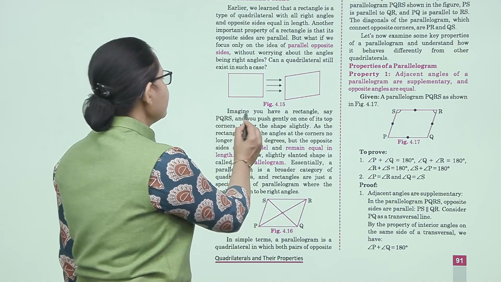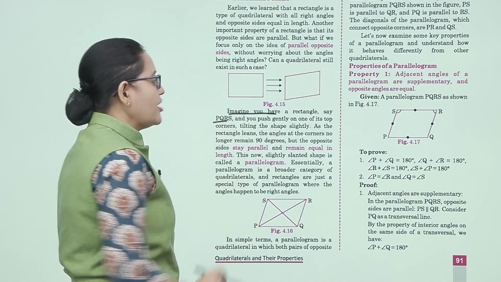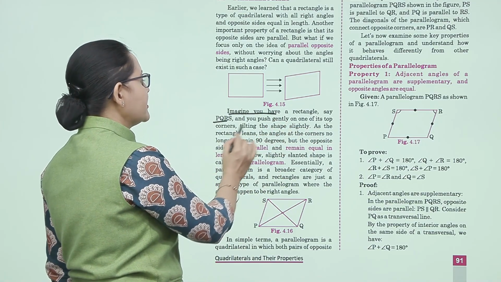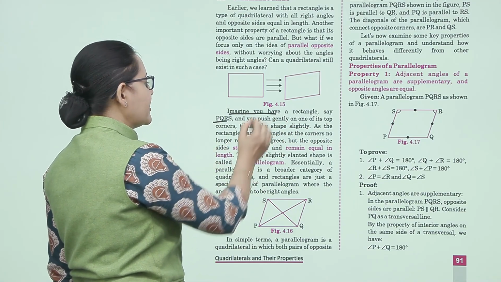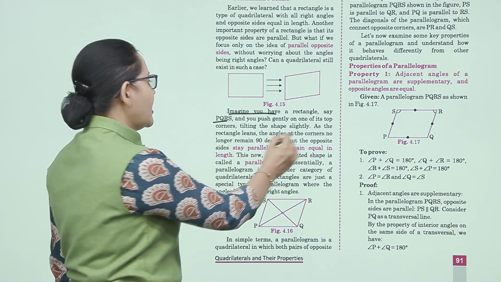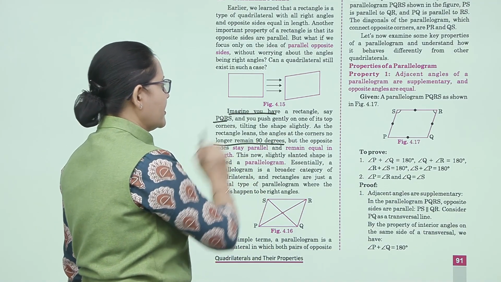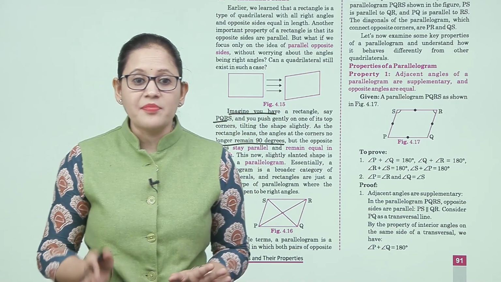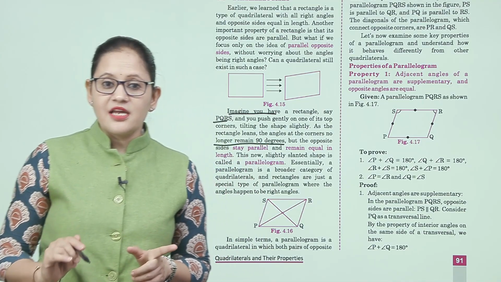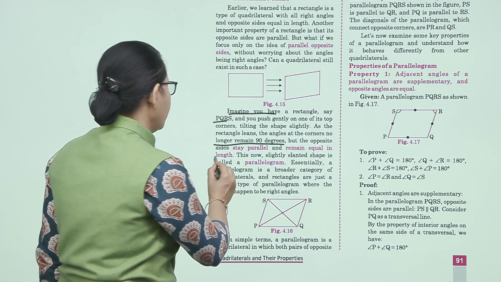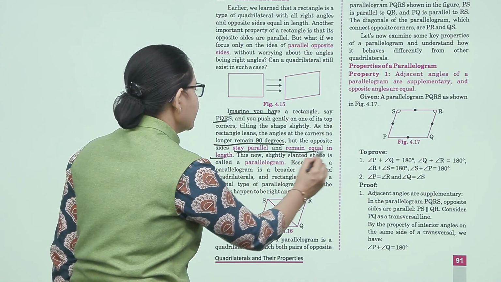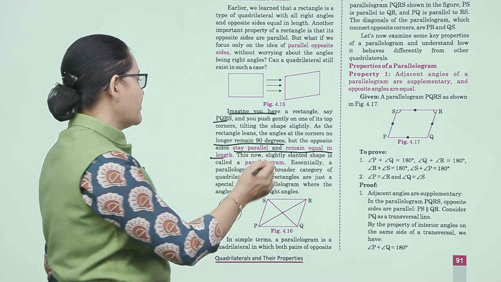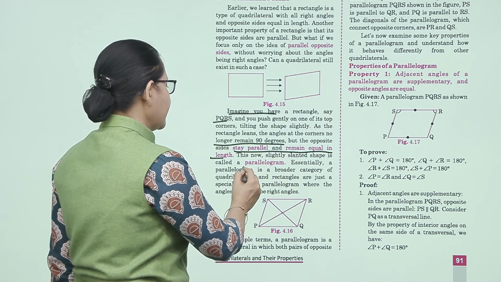Now imagine you have a rectangle PQRS and you push gently one side of its top corner, tilting the shape slightly. As the rectangle leans, the angles at the corner no longer remain 90 degrees. If you push one side, the angle will not remain 90 degrees, but the opposite sides stay parallel and remain equal in length. This new slightly tilted or slanted shape is called a parallelogram.